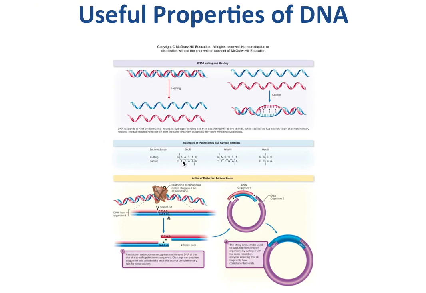this is the palindrome. Okay, a palindrome is exactly the same base sequence if we read from the 5 to 3 direction. For example, this is the 5 to 3 direction. If we read this sequence, it is the same as when reading from this one. Okay, from 5 to 3, 5 to 3. So this is the palindrome.